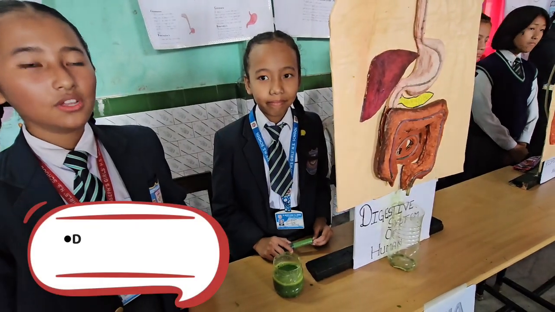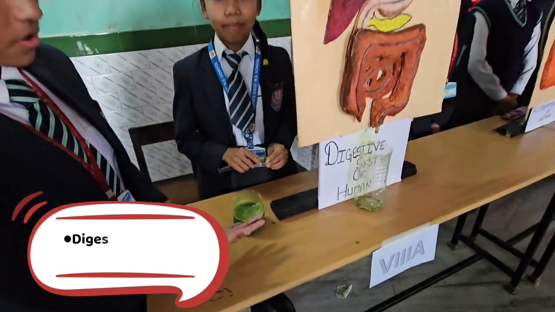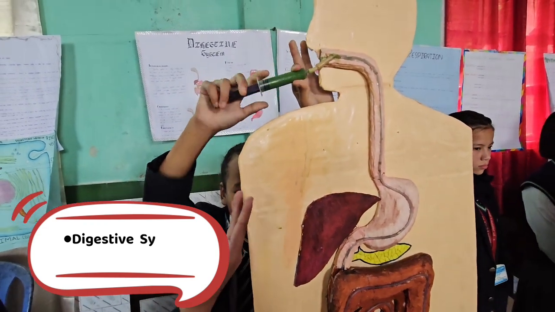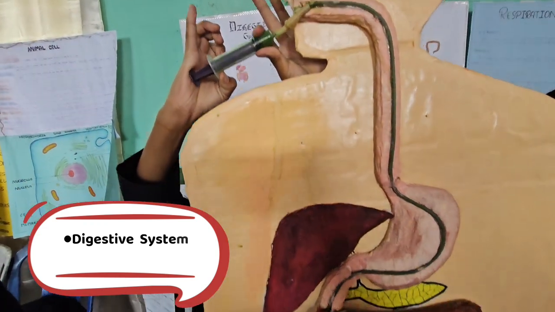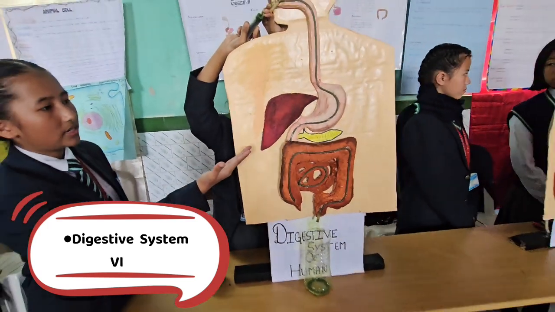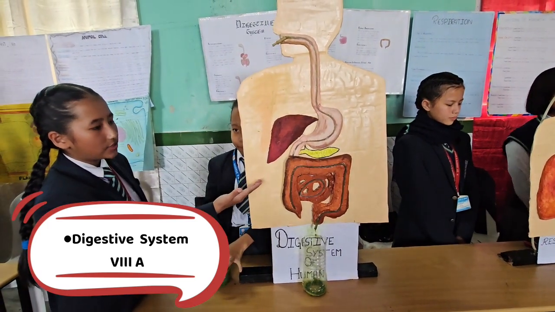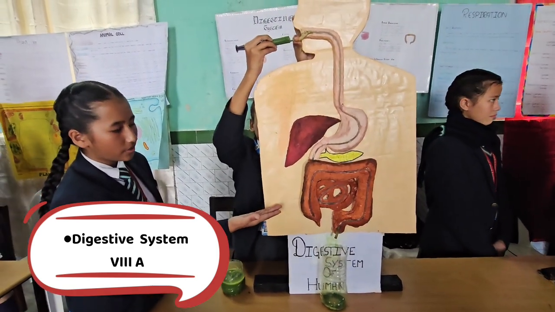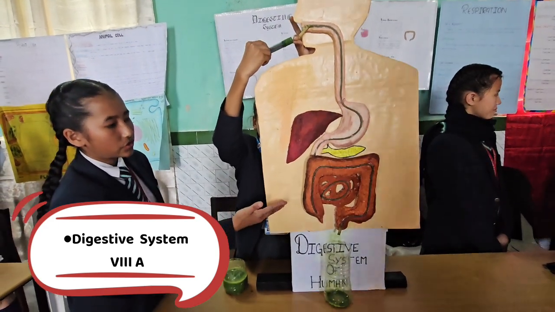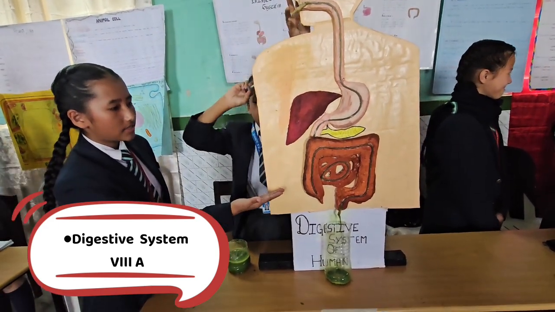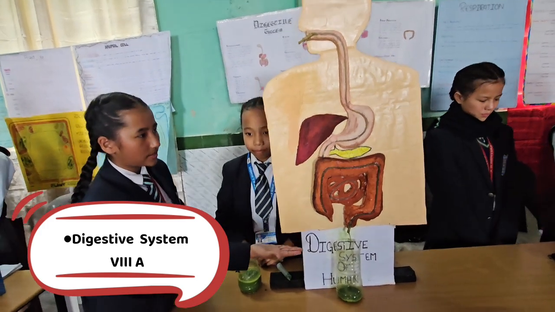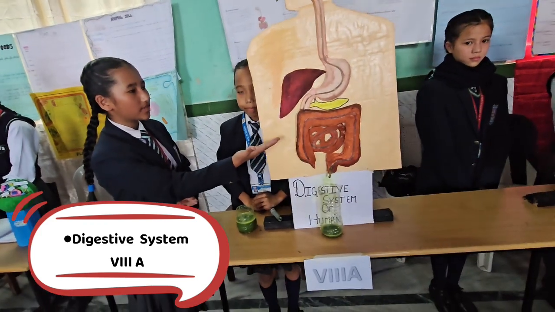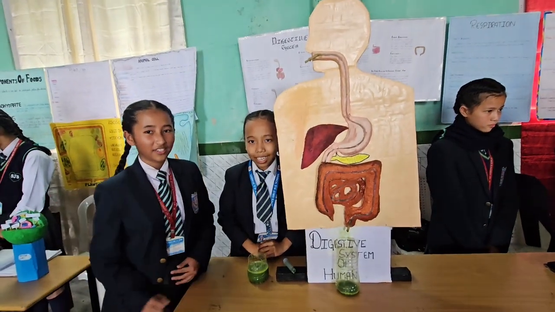Class 8A would like to demonstrate the digestive system of the human body. The digestive system helps in digestion. Pancreas and enters the stomach. The stomach secretes gastric juice that helps in digestion. The stomach continues digestion with the small intestine. Nutrients and vitamins are absorbed by the walls of the small intestine. Further, it continues with the large intestine, and the undigested particles are thrown out of the body from the anus. The liver secretes bile and the pancreas secretes pancreatic juice that also helps in digestion.